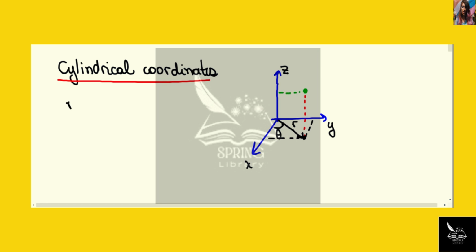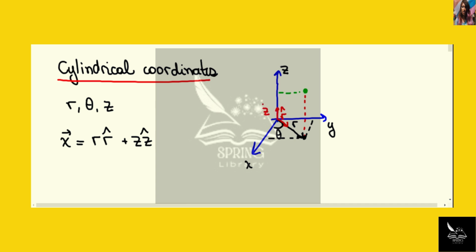Okay, so in the end we have a set of three coordinates, r, theta, and z, and these are our cylindrical coordinates. The position vector, which I'm going to call x vector of a particle, is given by r times the unit vector in the r direction, this vector here, plus z times the unit vector in the z direction, that is this vector here.